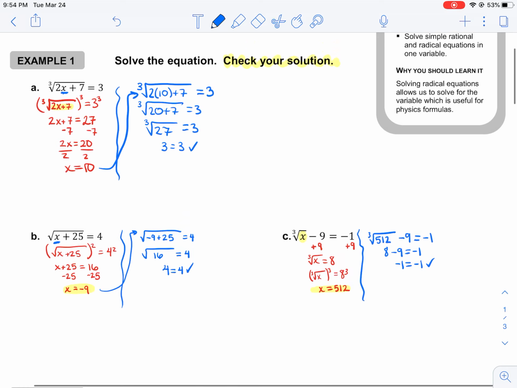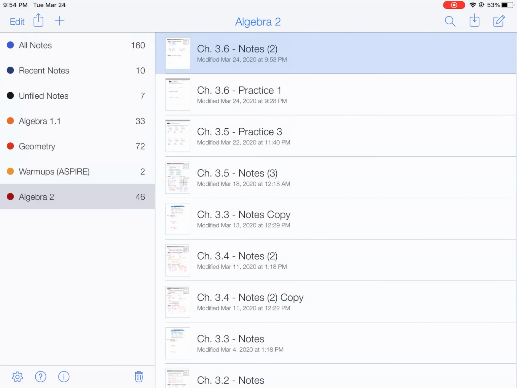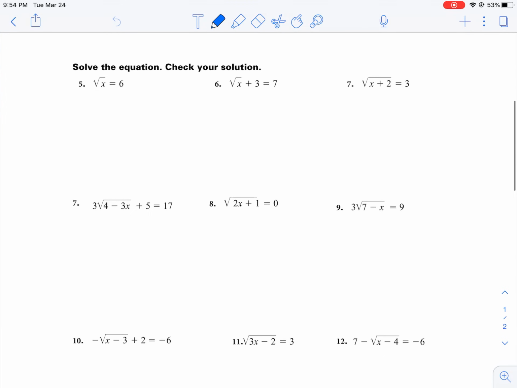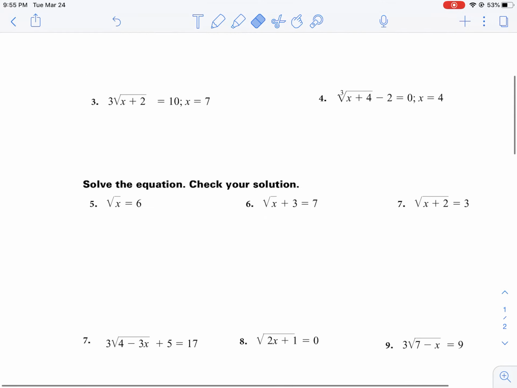Okay, that is the gist of it. So like I said, you're going to have to check your solution for these. If you look at 3.6 practice 1, you've got 12 of these. But the first 4 are basically where the problem's already been done for you. You're just going to check and see if this is a solution. So you're going to plug it in. If it matches this side, you'll say, yes, that is a solution to this equation. If it does not match, then no, it is not a solution to that equation. So that's the first 4.